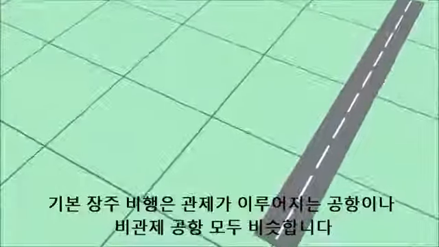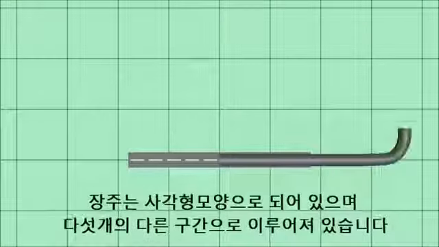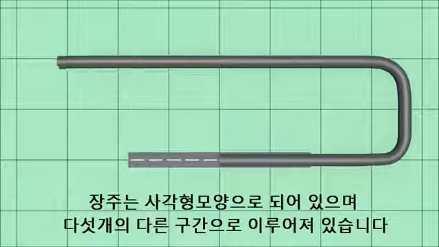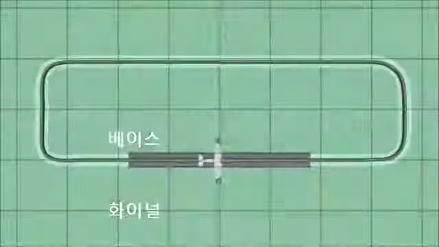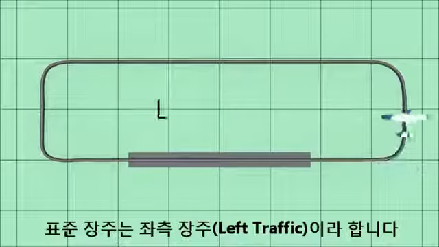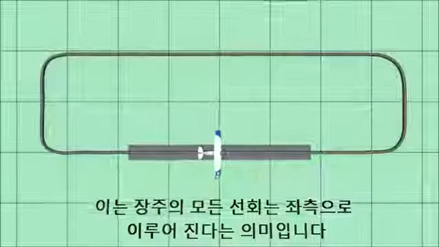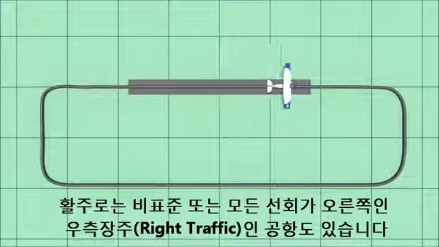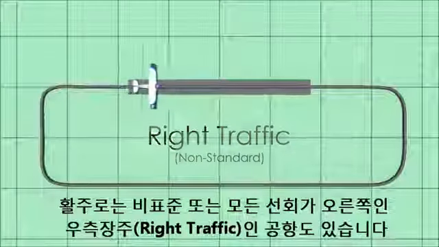The basic traffic pattern is similar at all airports, whether it is controlled by a control tower or a non-towered airport. The traffic pattern consists of a rectangular shape made up of 5 different legs: departure, crosswind, downwind, base, and final. The standard traffic pattern is referred to as left traffic. This means that all turns in the pattern are made to the left. A runway could also have a non-standard or right traffic pattern, where all turns are made to the right.